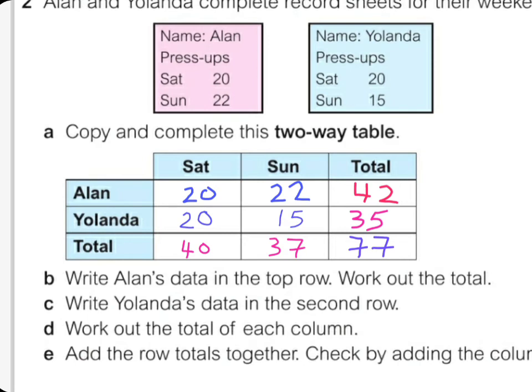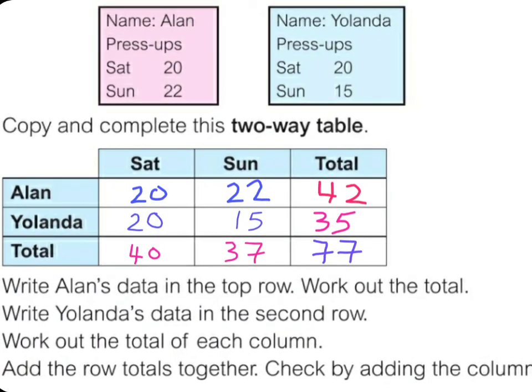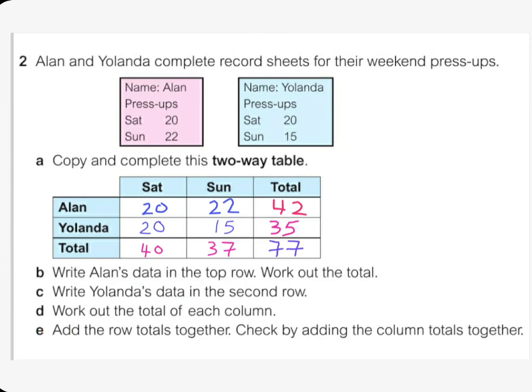And then question D, work out the total of each column. We worked out this column, we got 40, and this one we got 37. And question E, add the row totals together. Check by adding the column totals together. So when you add the totals of the columns together, you get 77. And then if you want to check, you add the totals of the rows together. And this is how you answer a question about two-way tables.